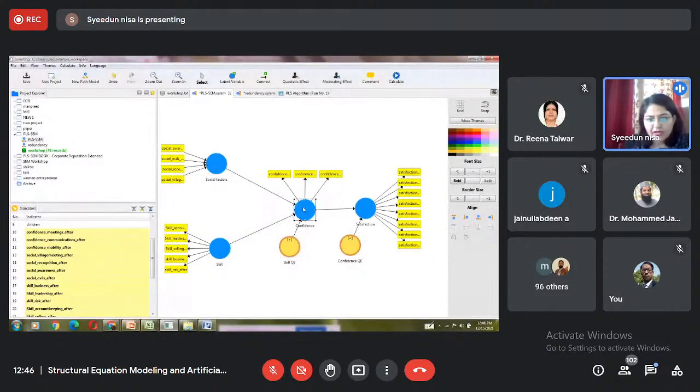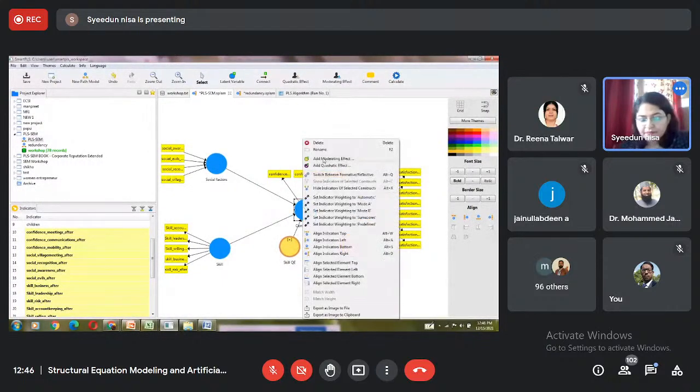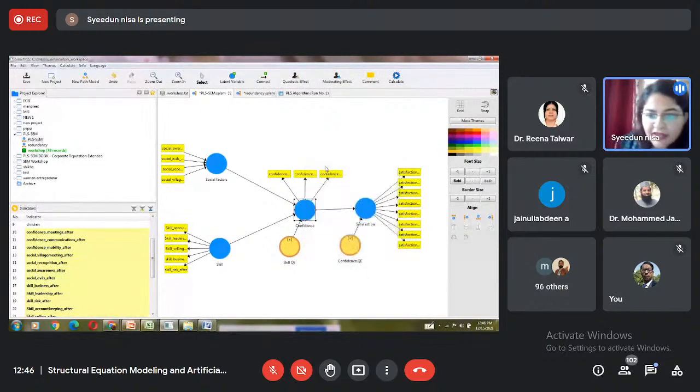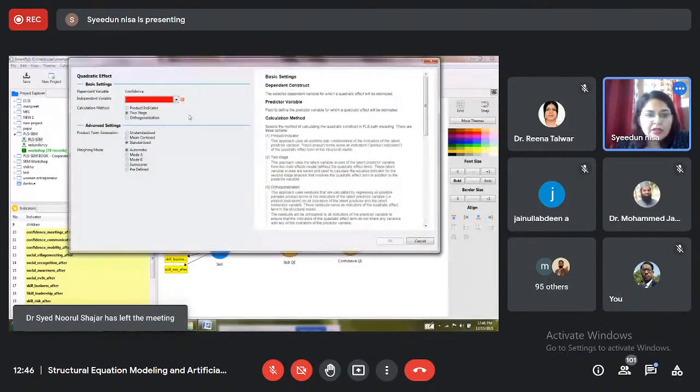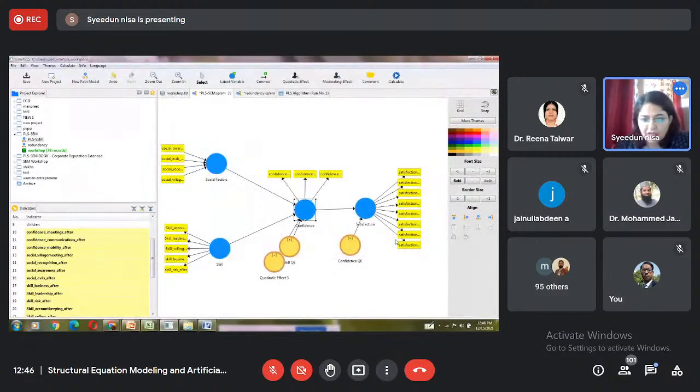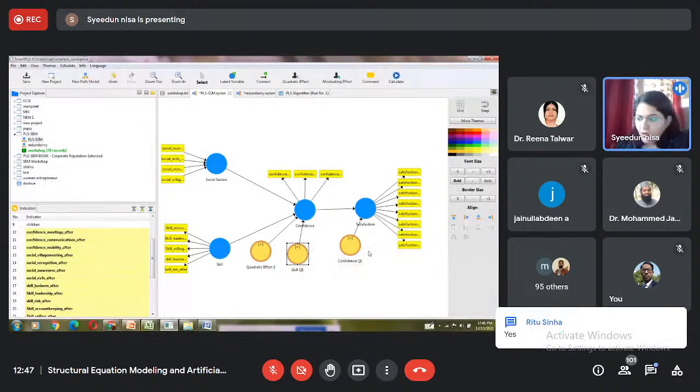And then we will also add it for social factors. Add quadratic effect, and then the independent variable we will have is social factor. And OK. Is this clear? Yes, ma'am. Okay, so we added three. Now, how to check for non-linearity?